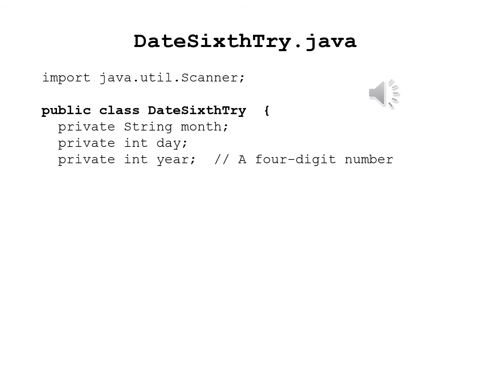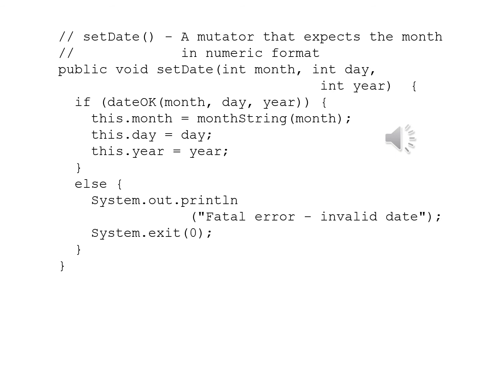We are now going to look at our sixth try to write a class for date. As before, we will only look at the bold-faced lines. These are the only ones that have been either changed or added since our last attempt. Here you'll see that we have public class DateSixthTry. This is preceded by the import statement for the Scanner class and the declaration for our properties month, day, and year. Here you see the code for setDate, a mutator that changes all three properties of the object.